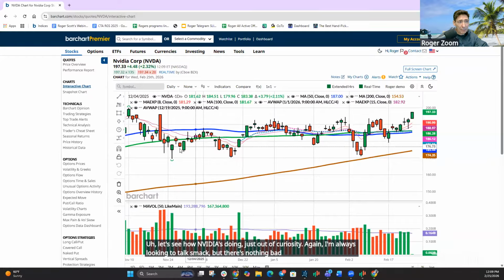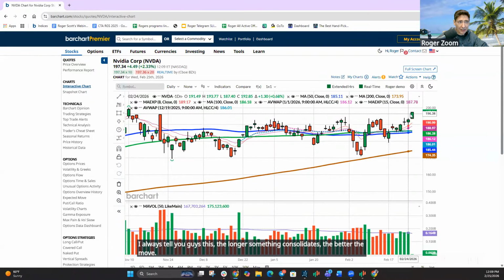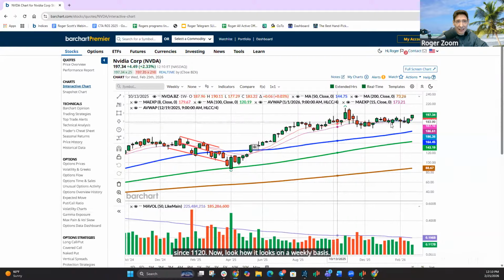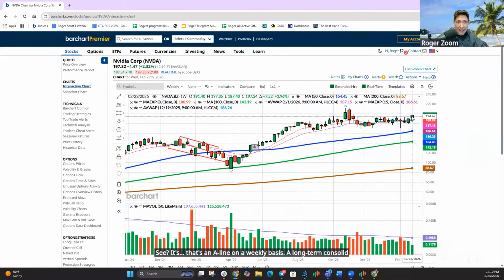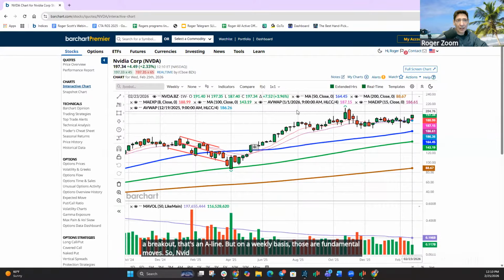And by the way, I always tell you guys this: the longer something consolidates, the better the move. That's a move right there. We haven't been up here in Nvidia since 1120. Now look how it looks on a weekly basis. See, that's an A line on a weekly basis. A long-term consolidation and a breakout, that's an A line. But on a weekly basis, those are fundamental moves. So Nvidia theoretically can come up all the way back up.